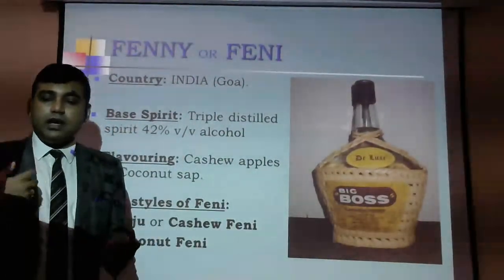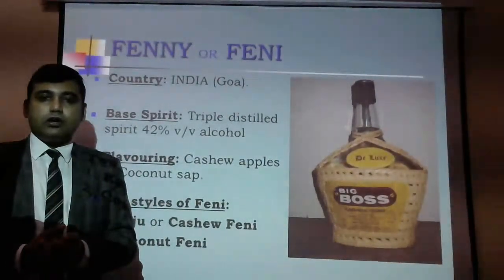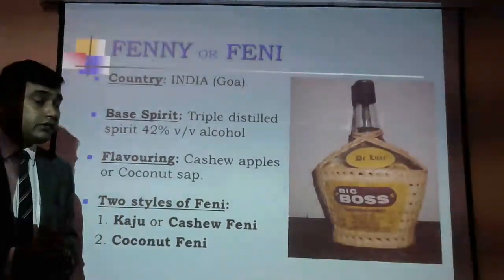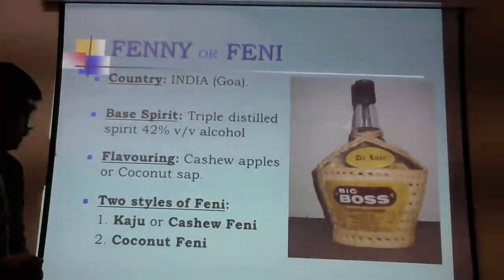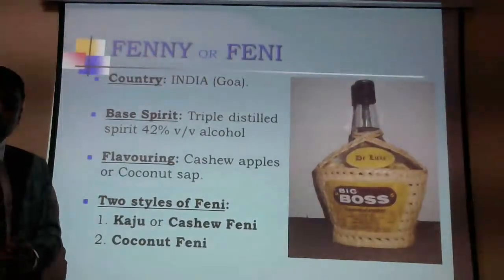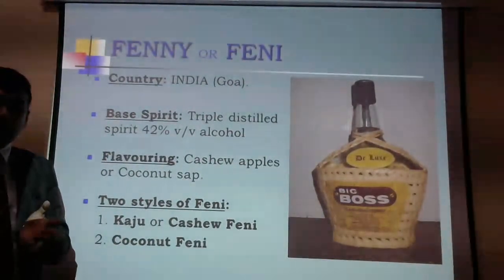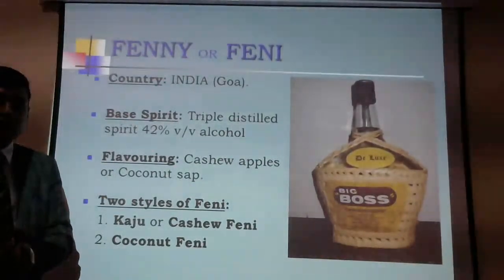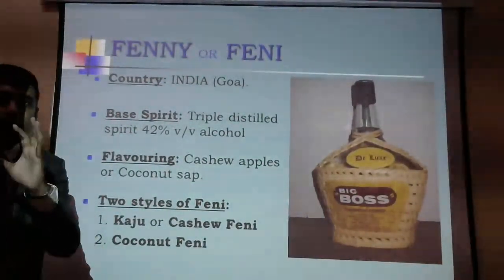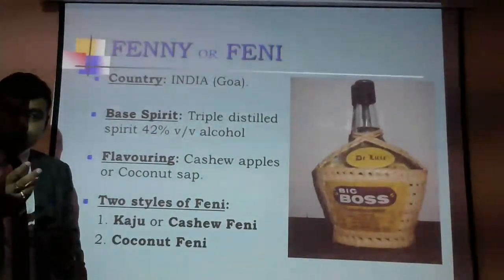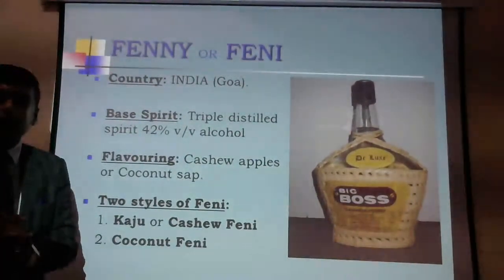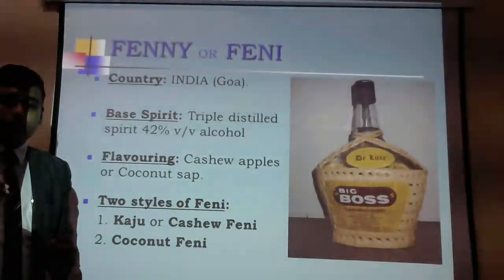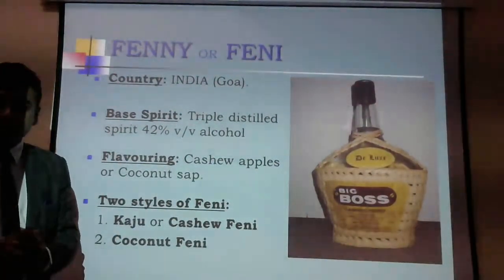So we have coconut sap and we have the cashew Feni, which is again triple distilled. Whenever you produce a Feni, it is three times distilled. The first time, you extract the juice out of the cashew apple. I will show you how this cashew apple looks like. It's more like an apple fruit, but it is very soft, and normally people don't eat that because the juice is not that good.